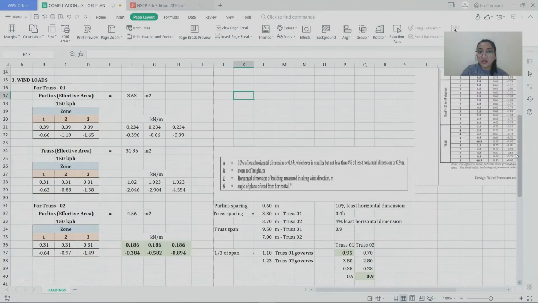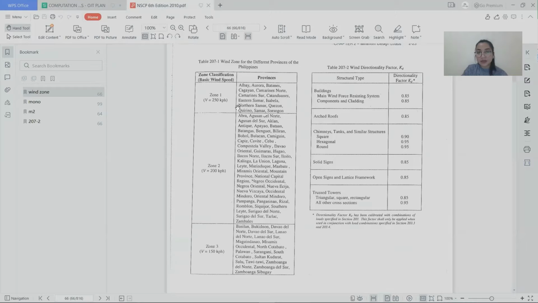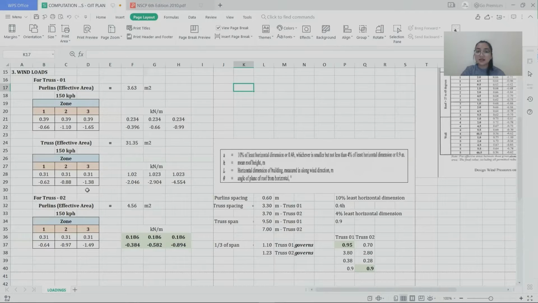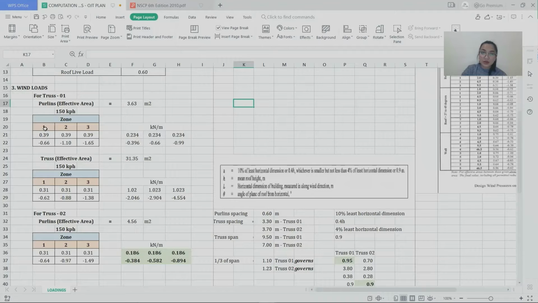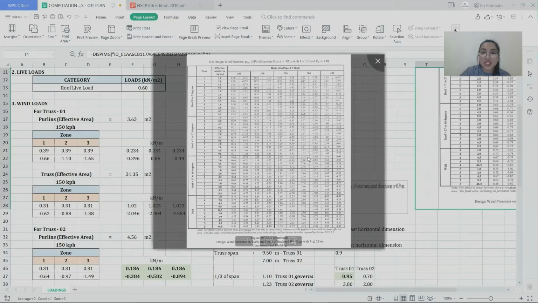So for wind loads, 150 kPa ang gigamit na basic wind speed since the project is located at Bukidnon. So here in NSCP 2010, makita nasa zone 3, ang V is 150 kPa. So included ang Bukidnon. So since ang area sa project is in Bukidnon, 150 kPa akong gigamit. So we have here the zone 1, zone 2, and zone 3 sa roof.